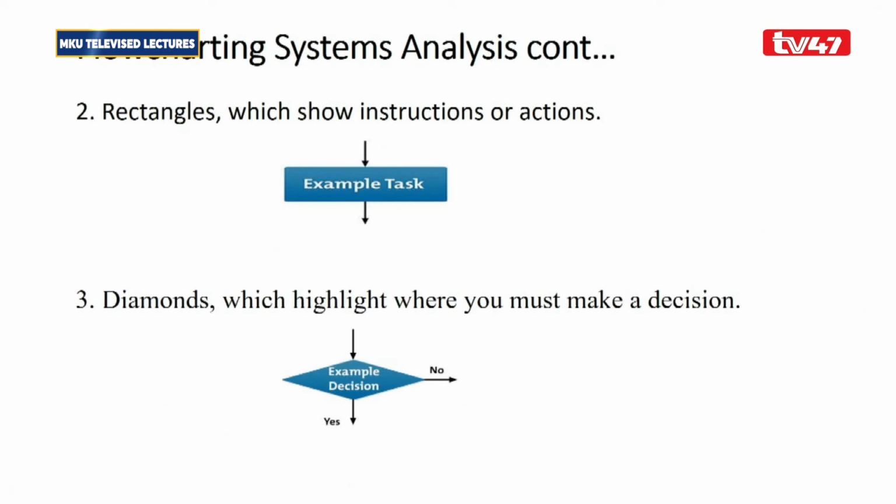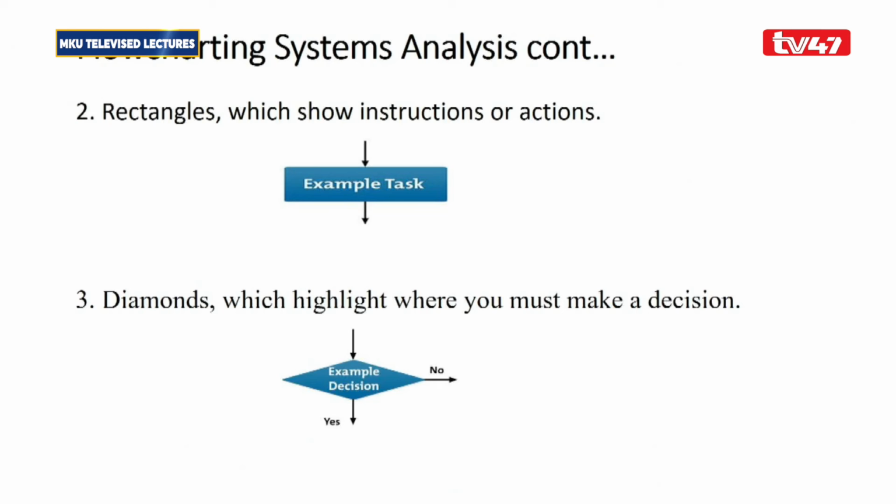Then we have the third symbol, which is a diamond, and this is used where we are making decisions. The diamond symbol is represented there. Something very important to note: the decision we are making will be inside that diamond symbol. And the arrows that leave a diamond symbol cannot be less than 2.